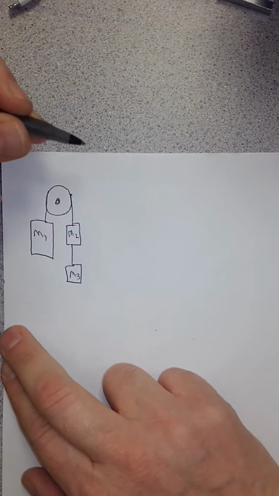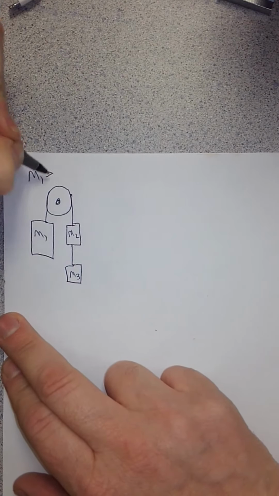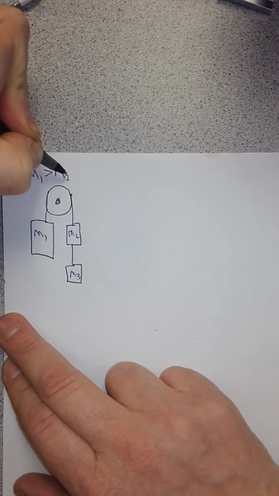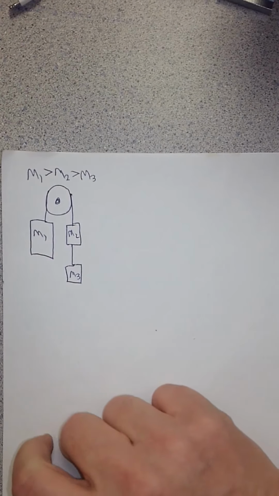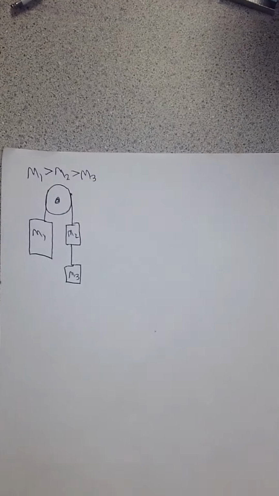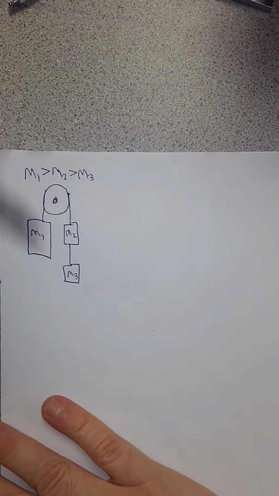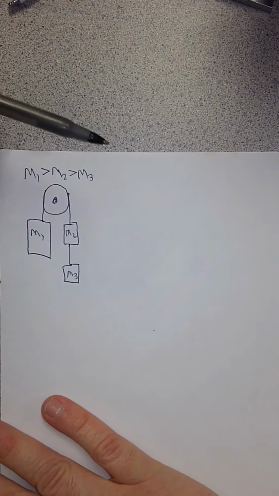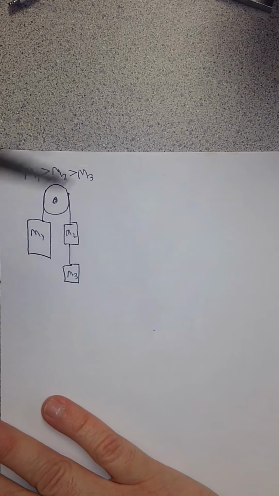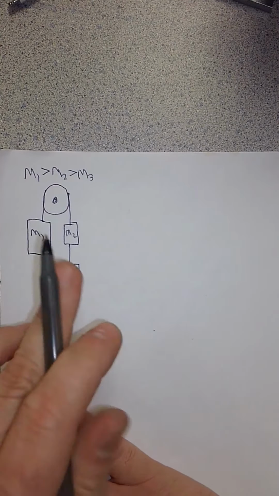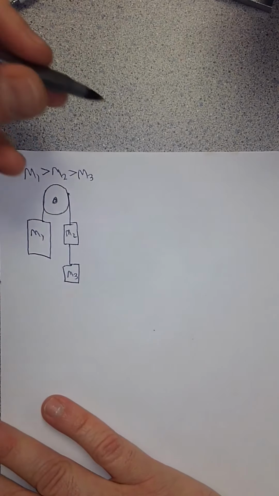Okay. So here's what we know. We know mass 1 is going to be greater than mass 2, which I guess can be greater than mass 3. Doesn't really matter. So here's what you want to do. I can't stress enough how important it is to work through these very methodically and to work them the exact same way every time. So what I'm going to do is a free body diagram for each of those.